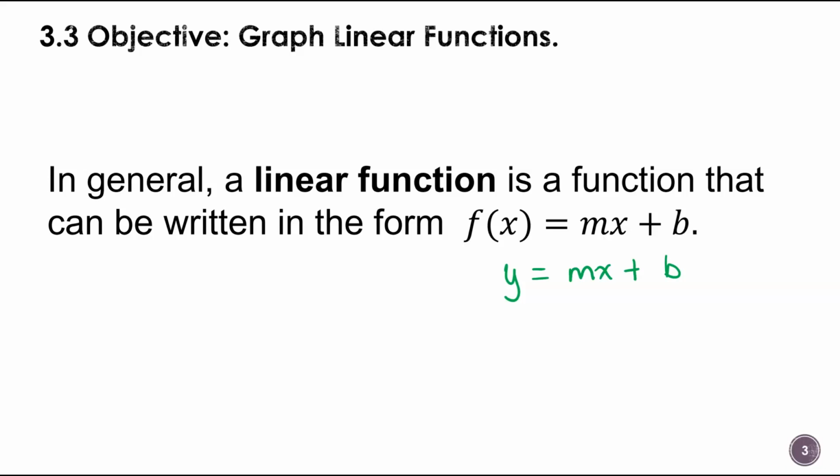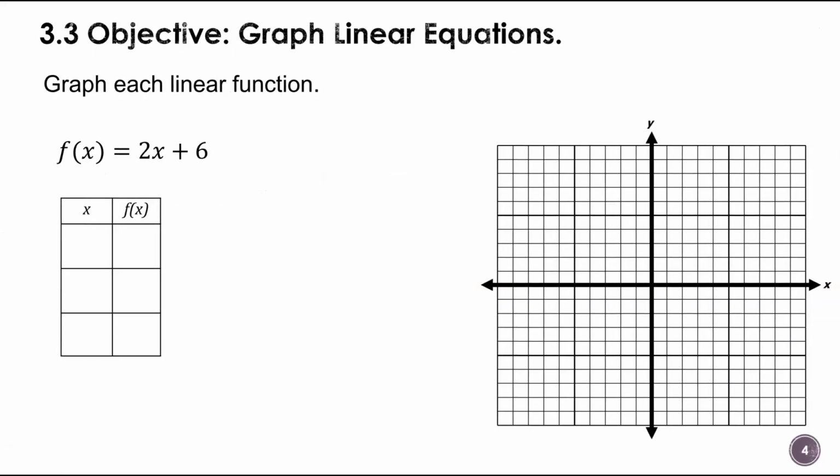F of x can take the place of y, right? So when it does, we have a function, but we can work with it in the same way as we have been. On this one, I need to choose some values to find my ordered pairs. I'm going to choose values for x because this is already written in function notation: f of x equals 2x plus 6.